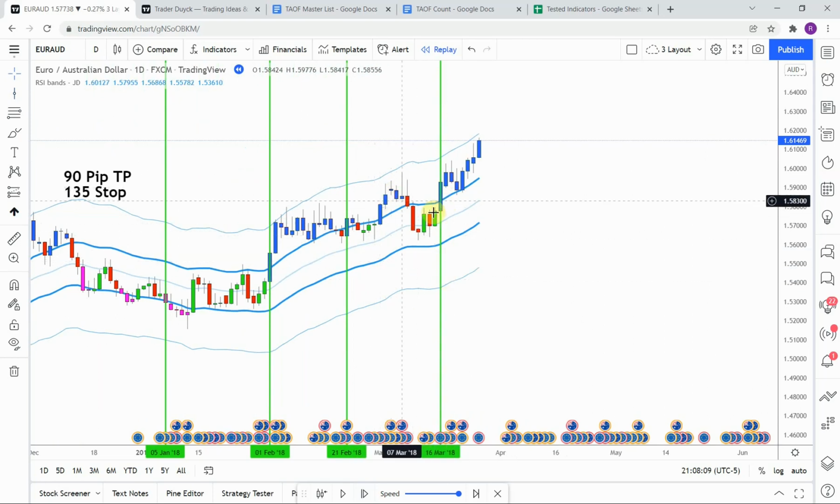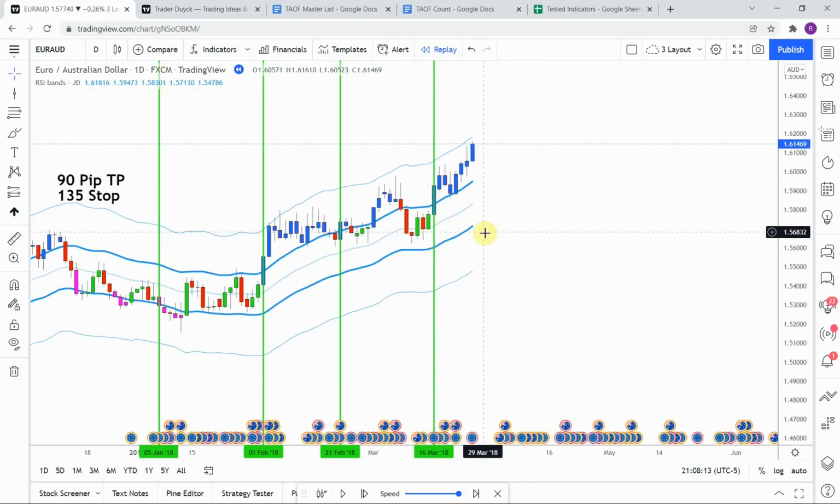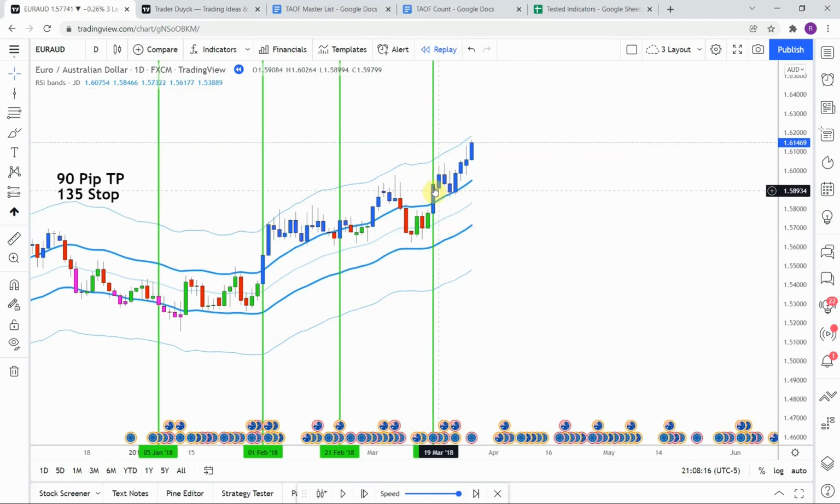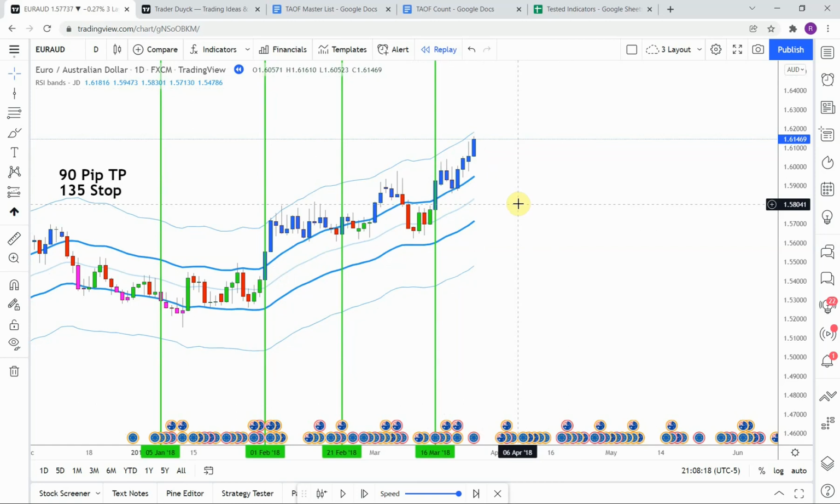Then we get a similar situation here. Price action pulls back into the middle, then breaks back up to the upside once again. And that one also climbs up nicely, getting us to take profit. So far it's doing really well.